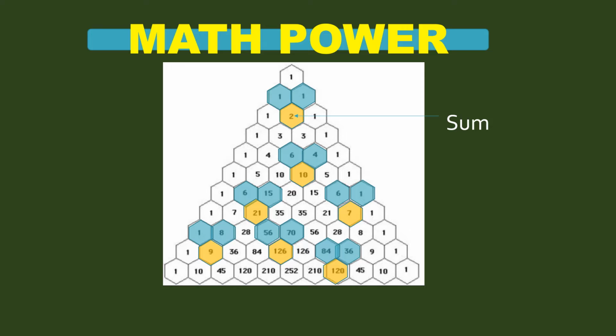One is finding or discovering that any number could be a sum of two numbers on top of it. Let's say, for example, I choose 21. It's a sum of 6 and 15. 120 is a sum of 84 and 36. Now, you can just find any number here and express it as a sum of two numbers on top of it.